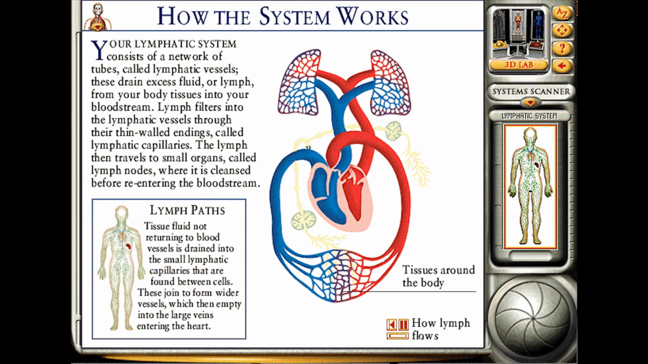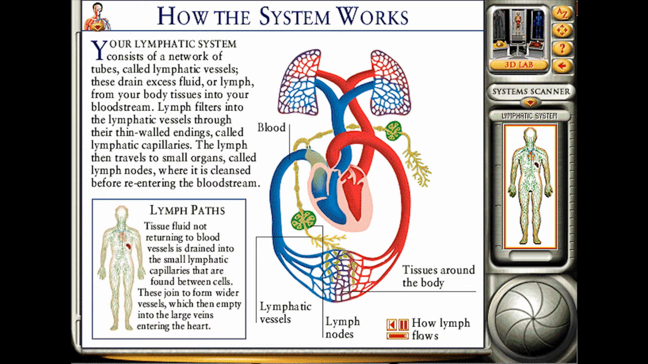Lymph drains from tissues around the body into lymphatic capillaries, which carry it to larger lymphatic vessels. It is then carried to lymph nodes, where it is filtered and any harmful bacteria are removed. Once cleansed, the lymph re-enters the bloodstream and is carried to the heart.